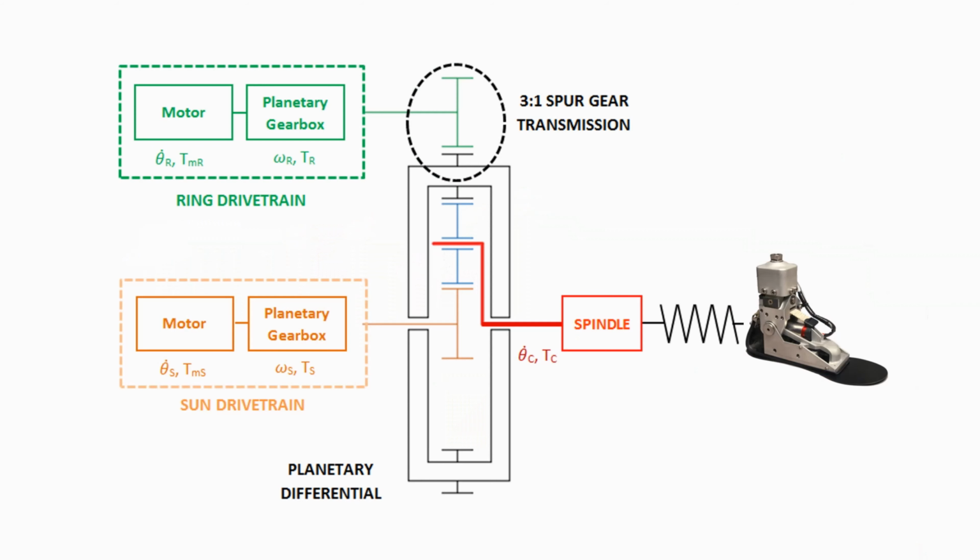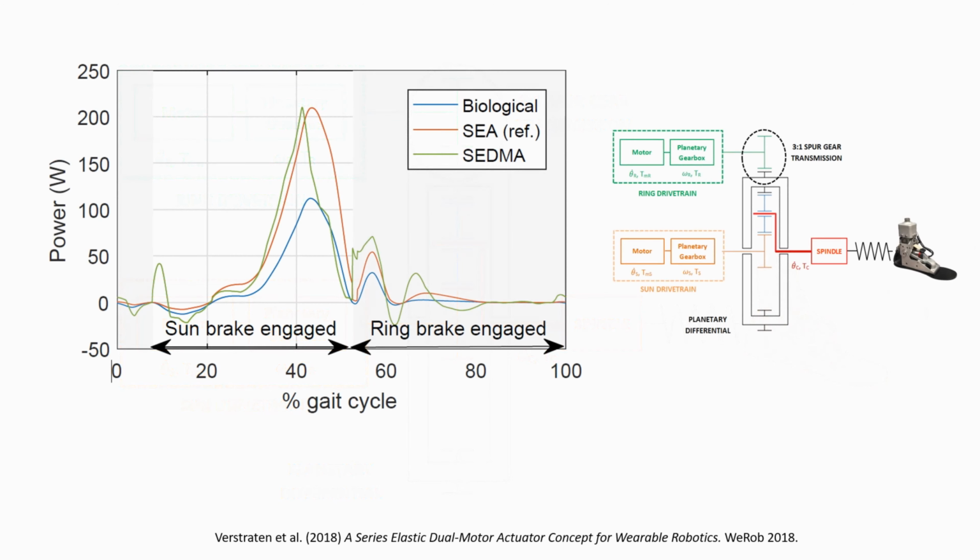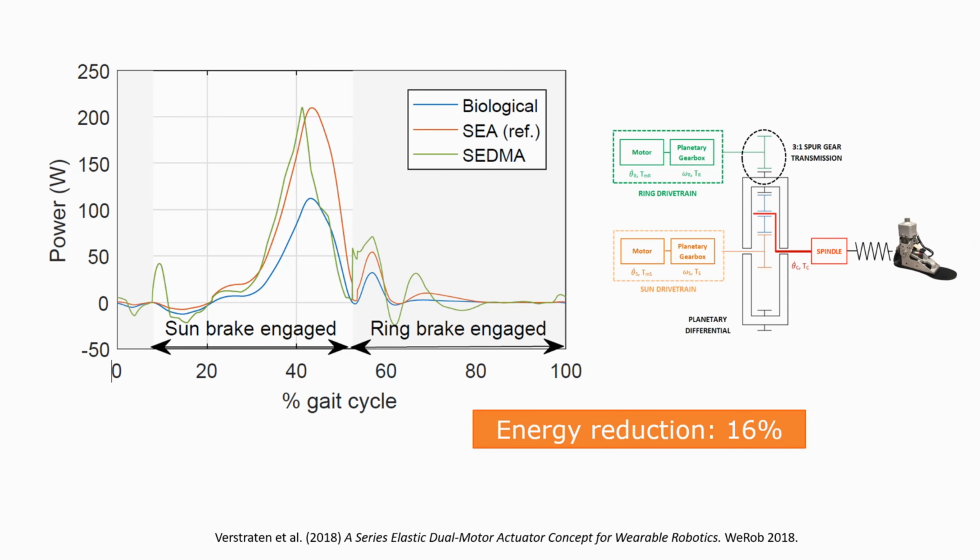We also made a preliminary calculation of how such an actuator would do in an active ankle prosthesis as a replacement for the motor of a series elastic actuator. Our results show that a dual motor actuator would enable a 16% decrease in energy consumption, and that goes on top of the decrease that was already obtained with the series spring.